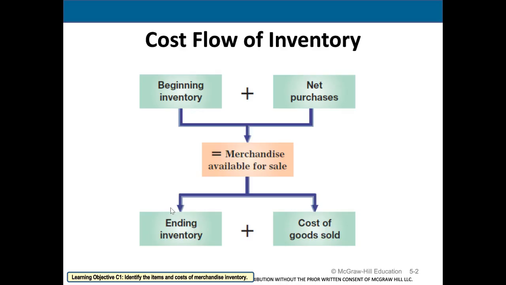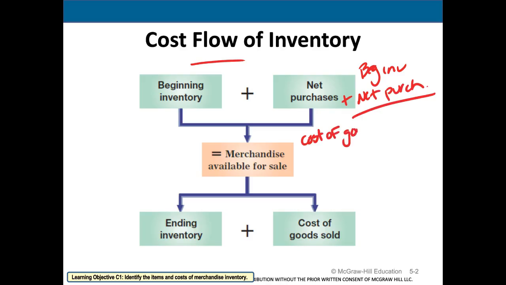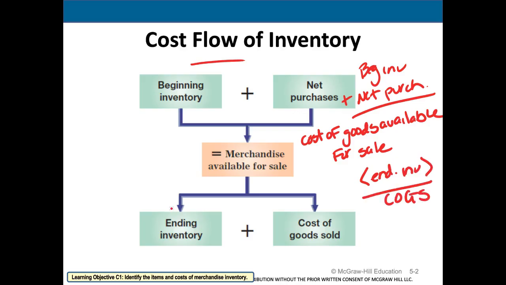As I've discussed in previous videos, but I like to repeat it just in case you haven't watched the previous videos or it's been a little while since you watched a different video. The cost flow of inventory is always the beginning inventory plus the net purchases equals your cost of goods available for sale, that's a subtotal, minus ending inventory equals cost of goods sold.